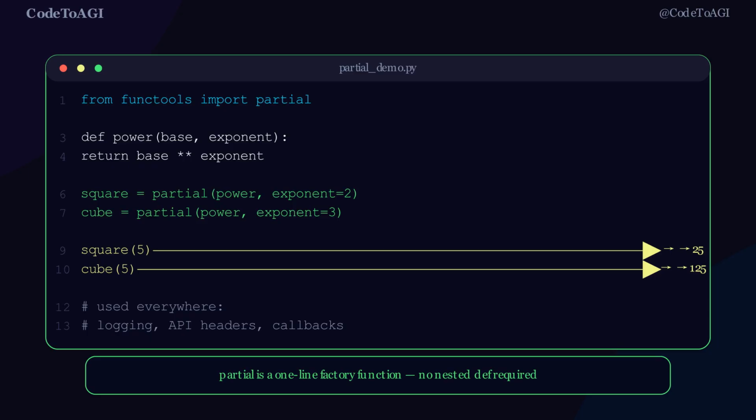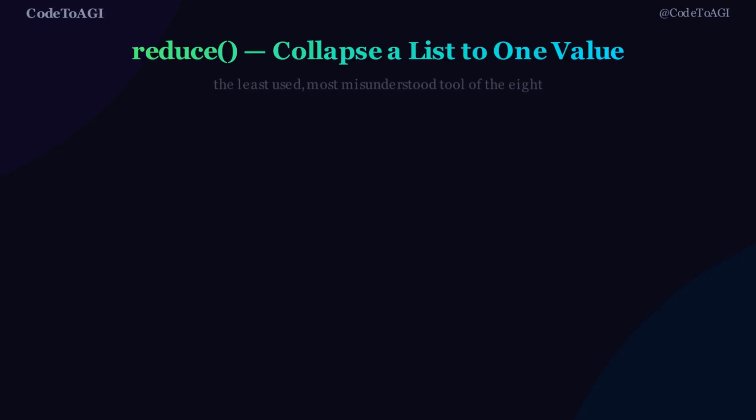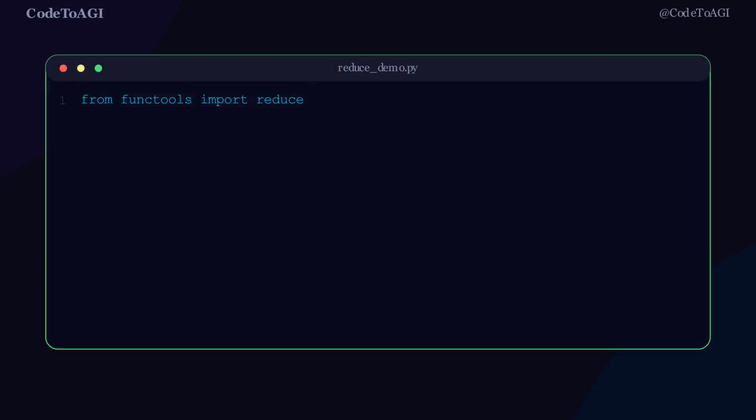Partial is basically a factory function, but built in. One line. No nested def needed. You'll see this constantly in real codebases. Logging pre-filled with a prefix. API calls pre-filled with headers. Callbacks pre-filled with config.